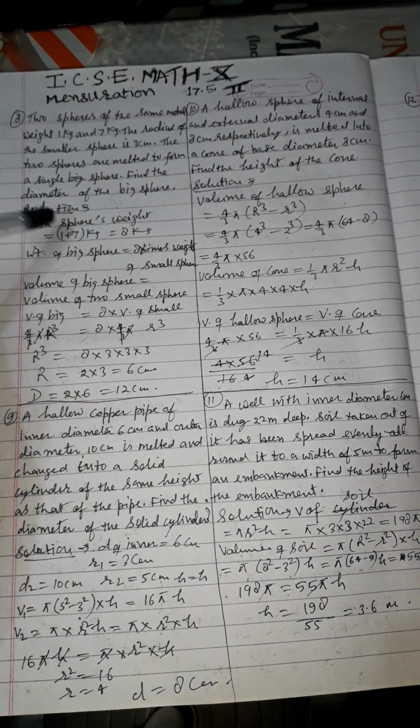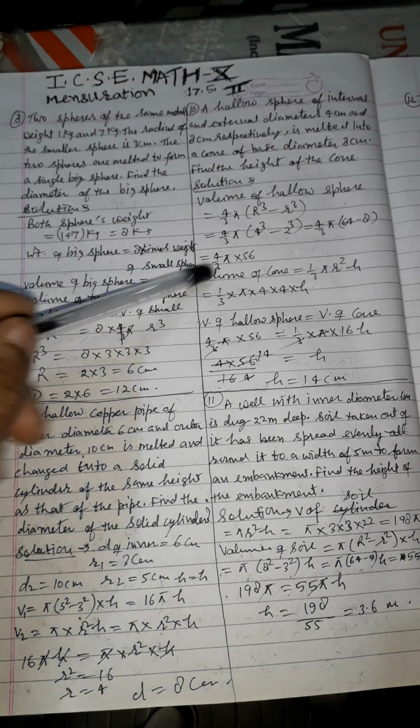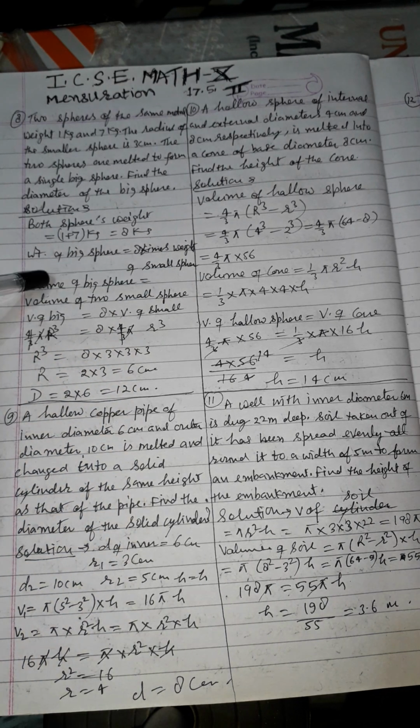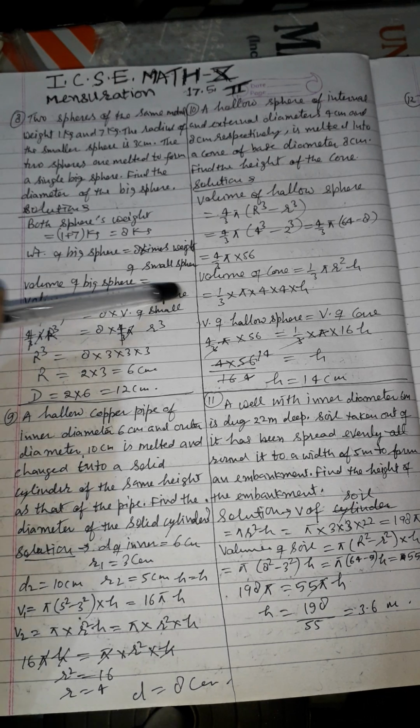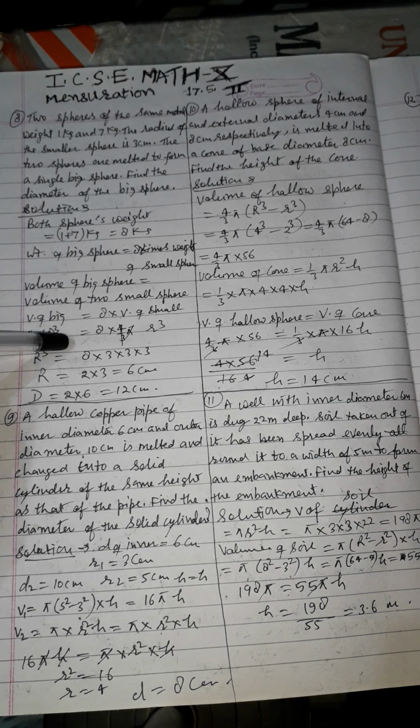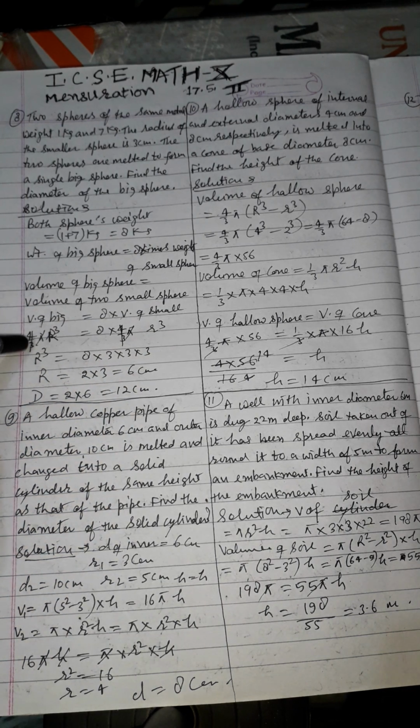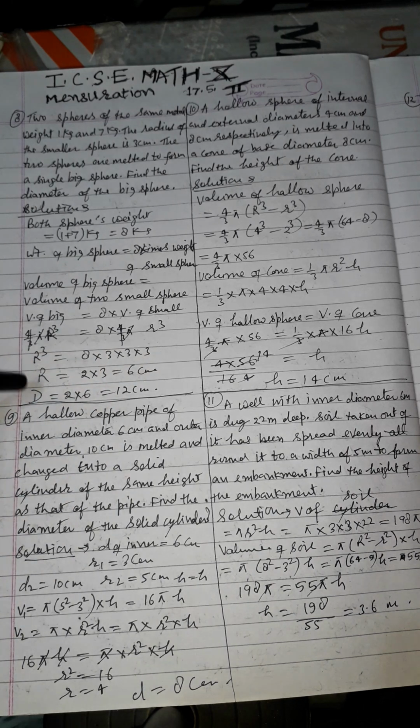Both spheres weigh 1 plus 7, that is 8 kg. The weight of the big sphere is 8 times the weight of the small sphere. Then the volume of the big sphere is equal to the volume of the two spheres. Volume of the big sphere is 4 upon 3 pi r cube, and the volume of both small spheres is 8 into the volume of the small one, 8 into 4 by 3 pi r cube. 4 by 3 pi cancels, and r cube is equal to 8 into 3 into 3 into 3. Then r is equal to 2 into 3, which is 6. Diameter is 2 into 6, 12 centimeter.